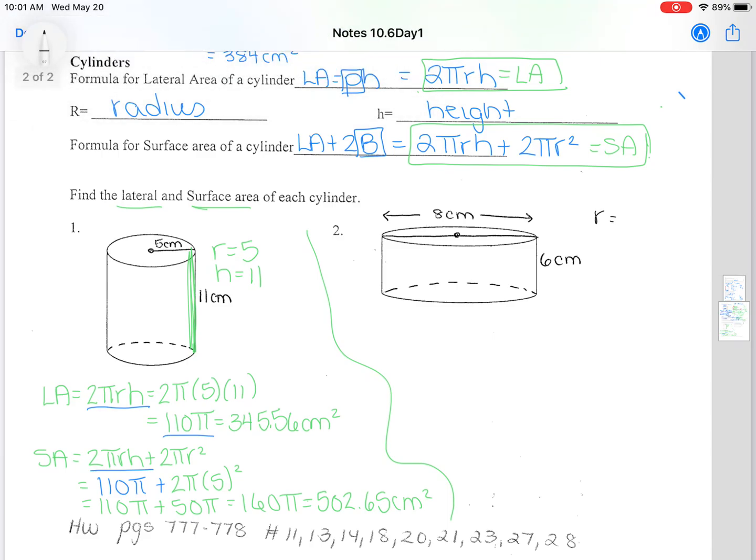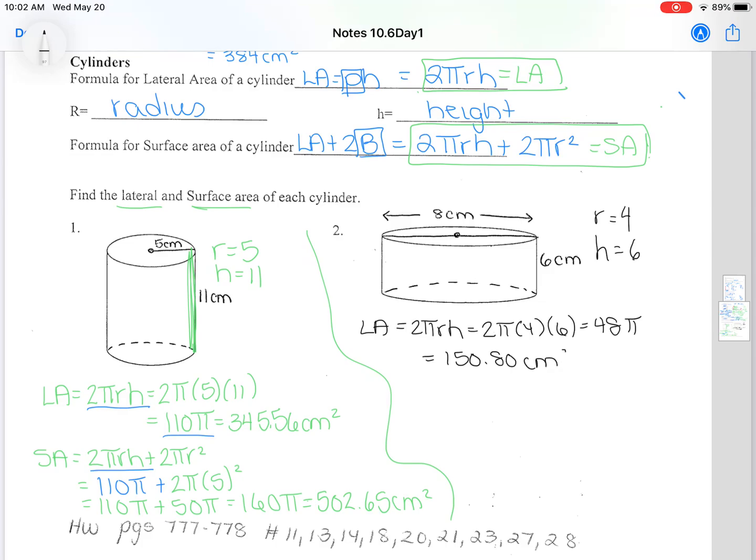All right, for the second one, 8 is the diameter, which means the radius is 4 and our height is 6. So lateral area is 2 pi RH. So 2 times pi times r times h is going to get us 48 pi. And when we multiply, we end up with 150.80 centimeters squared. Make sure, again, you use the pi button on your calculator. Do not abbreviate the pi to be 3.14.